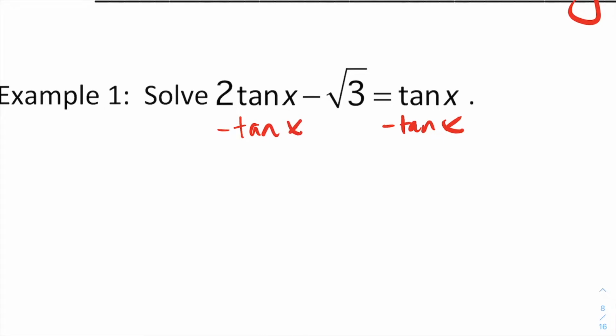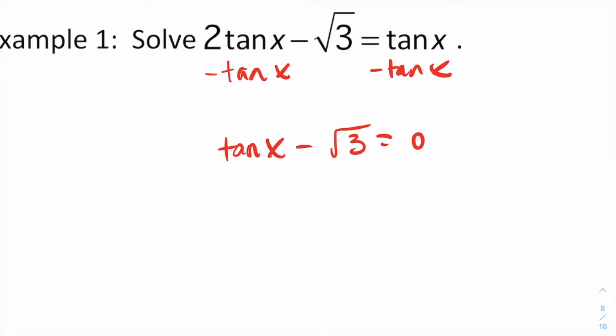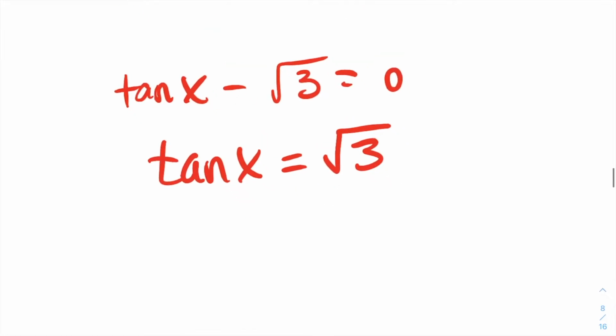And then since you have 2 tangent x minus 1 tangent x, you're left with 1 tangent x. I'm just going to write tangent x minus root 3 equals 0. Next, I'm going to add the square root of 3 to both sides. That's going to give me that. And from there, now we need to figure out on our unit circle what angle gets us tangent of square root of 3.